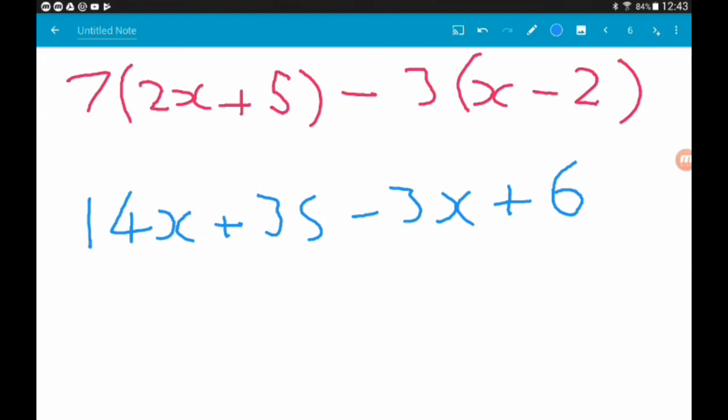So we've got 14x minus 3x. So that's going to give us 11x. Then we've got plus 35 plus 6. So that's going to give us plus 41 at the end. Job's a good one.